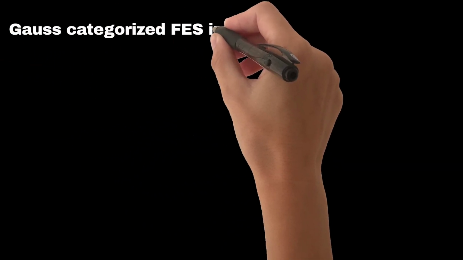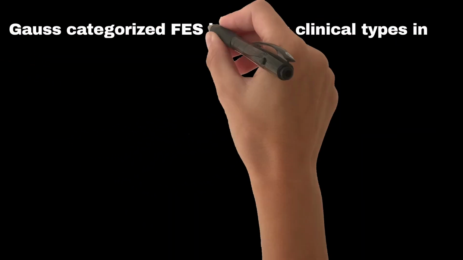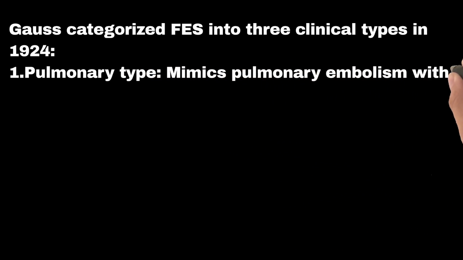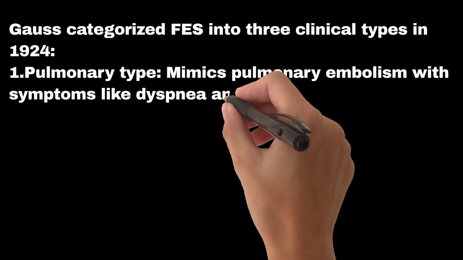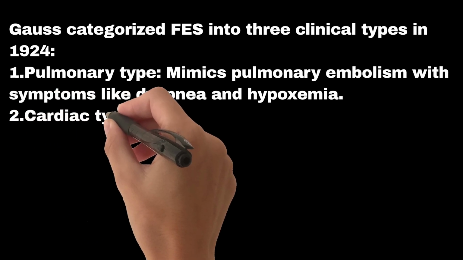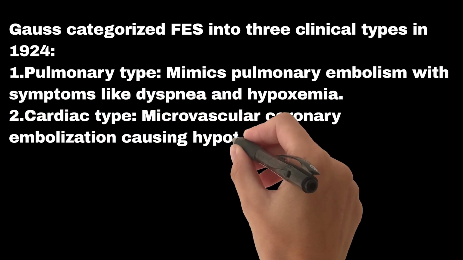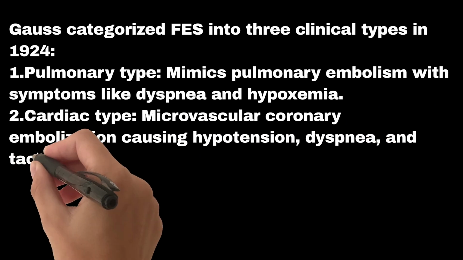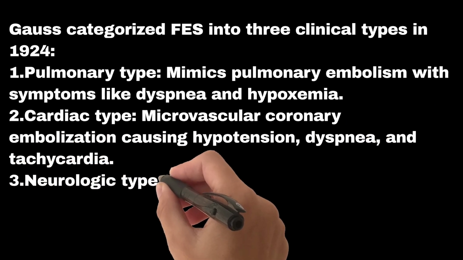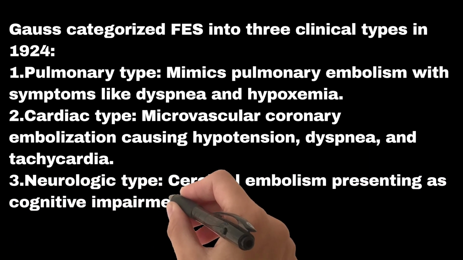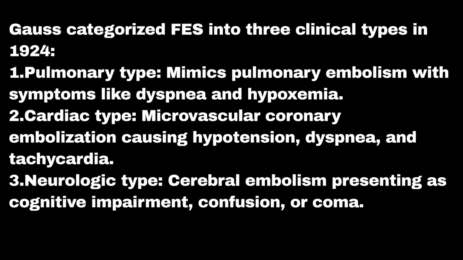Gurd categorized FES into 3 clinical types in 1924. 1. Pulmonary type mimics pulmonary embolism with symptoms like dyspnea and hypoxemia. 2. Cardiac type, microvascular coronary embolization causing hypotension, dyspnea, and tachycardia. 3. Neurologic type, cerebral embolism presenting as cognitive impairment, confusion, or coma.